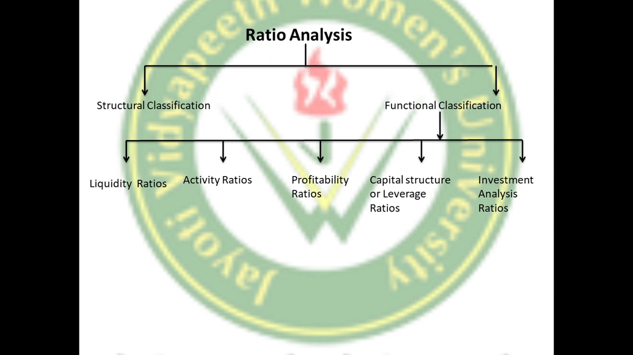Today, we are going to further discuss the topic ratio analysis. First, we are going to revise a bit. Ratio analysis is divided into two parts. First is structural classification and second is functional classification. Structural classification is divided into three parts. First is balance sheet ratio, second is P&L ratios, third is combined ratios.